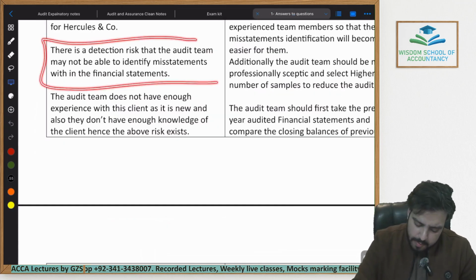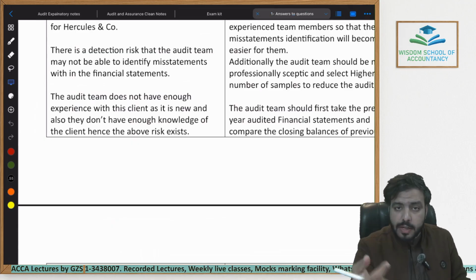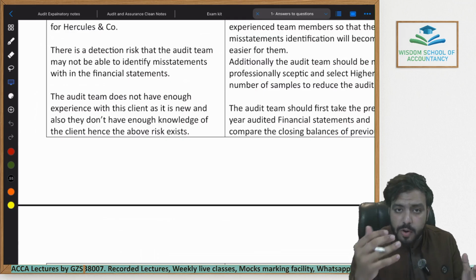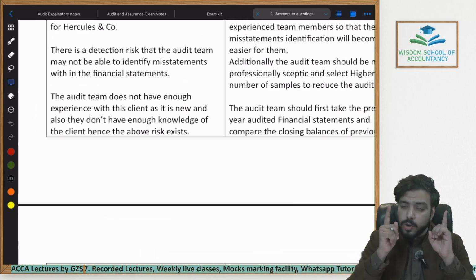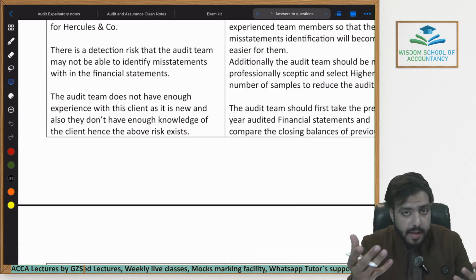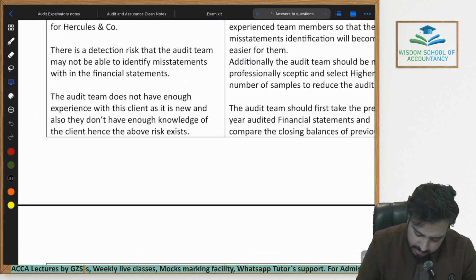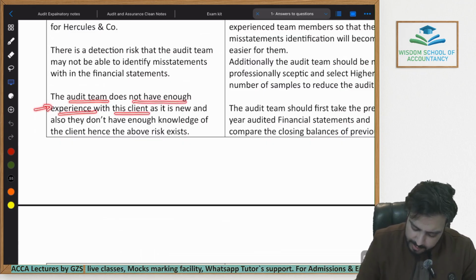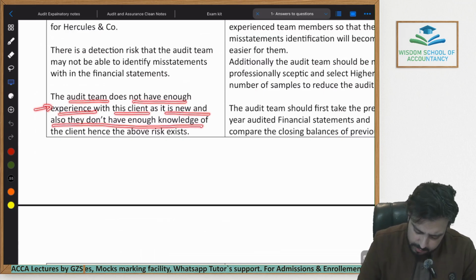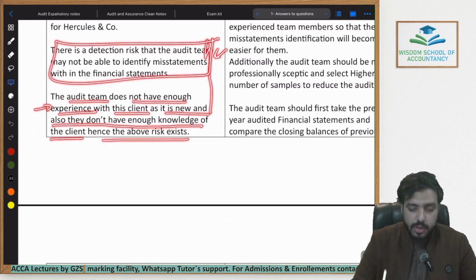This one, that you will not be able to detect the misstatements within financial statements, because as an auditor, this is your first client, this is the first time you're auditing this company, which is why you don't have any kind of experience with this company, and you may not be able to identify the risky areas, the risks, the misstatements within financial statements. So what have I written down here? The audit team does not have enough experience with this client, as it is a new client. Also, they don't have enough knowledge of the client, hence the above risk exists. This is why this risk is existing. So this was the third paragraph.